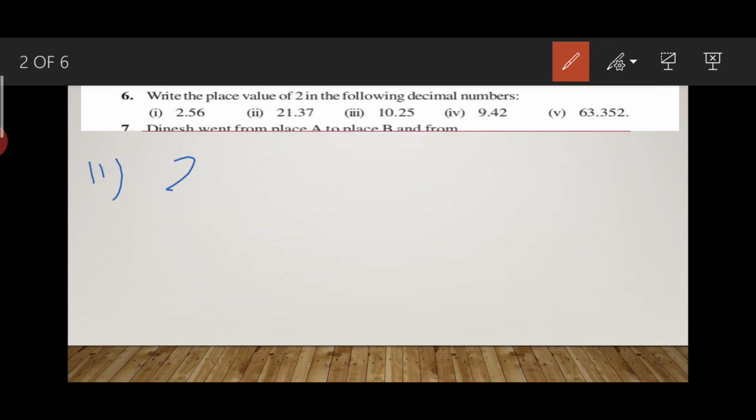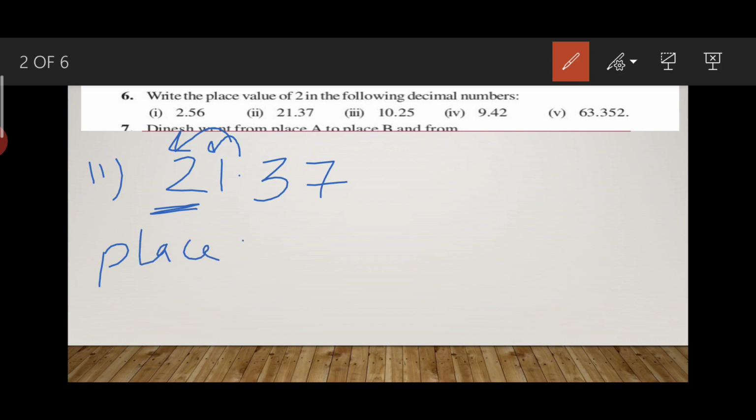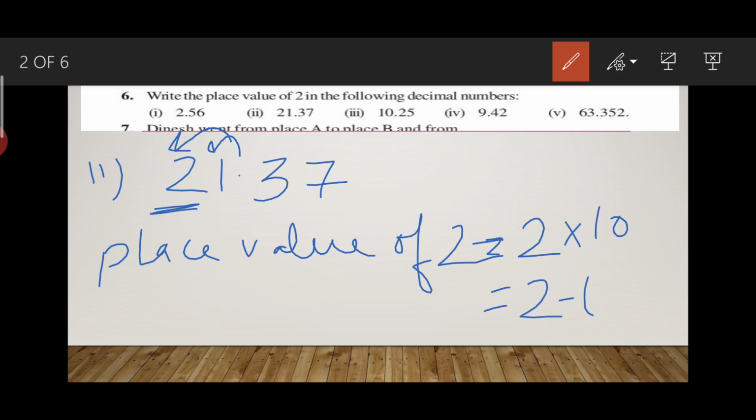Second part is 21.37. You have to find the place value of 2. As you can see, before the decimal, the 2 is at the second position. So we can write that the place value of 2 is 2 into 10. That means 2 tens.